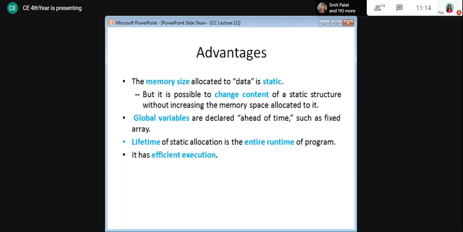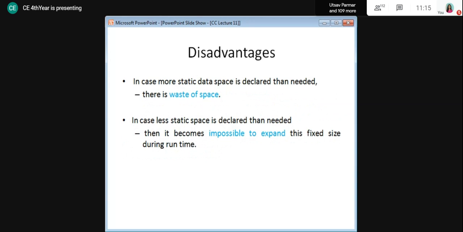Also, its position is known to us. With respect to the base address, we will know its offset as well, because it is all predetermined at compile time. So at runtime, any variable can be accessed very easily. And that is why it has efficient execution, because every time it doesn't have to calculate. All the values are known, all the offsets are also known. So it is very efficient to access the values.